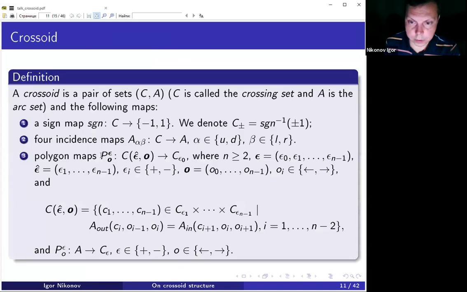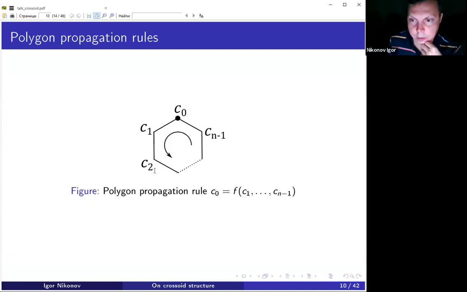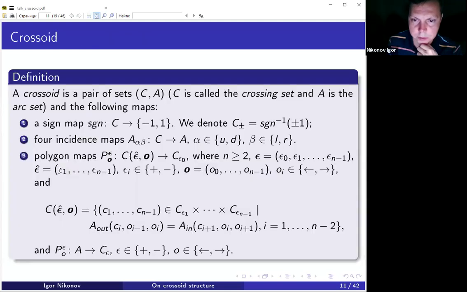Okay. Then we have polygon maps. The polygon maps are described by a sequence of these numbers. Epsilon means the signs of the crossings. So if we have a polygon, we have crossings C0, C1, C2, and so on, and each of these crossings has some sign. So we say that C1 has sign epsilon 1, plus or minus, and other crossings have signs which are denoted by epsilon. And then we have this parameter O, which has n elements, and these parameters describe the orientation of the edges of the polygon.